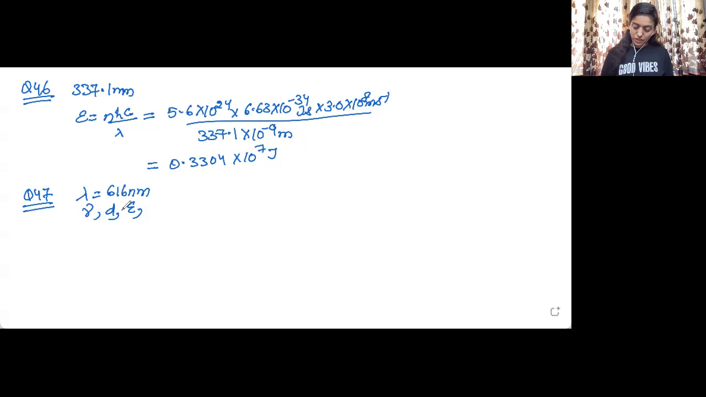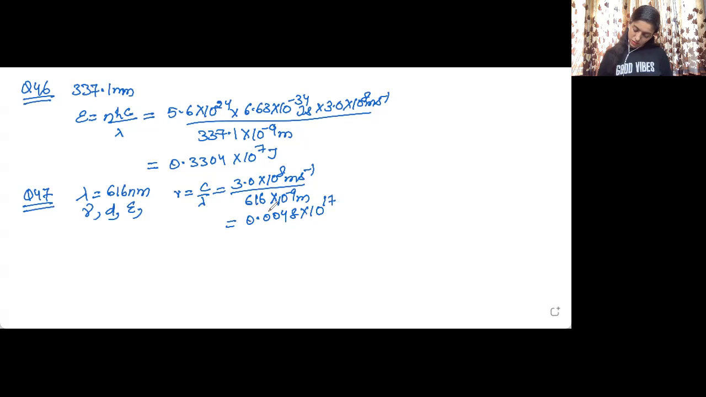So now we just can find out nu from lambda. So nu is equal to C upon lambda equal to 3.0 into 10 raised to the power 8 meter per second upon lambda is 616 into 10 raised to the power minus 9 meter. So it will come out to be equal to 3 divided by 616. So it is coming out to be equal to 0.0048 into 10 raised to the power 17 per second. Okay. All right. So now let us move into, you can convert this into scientific notation.